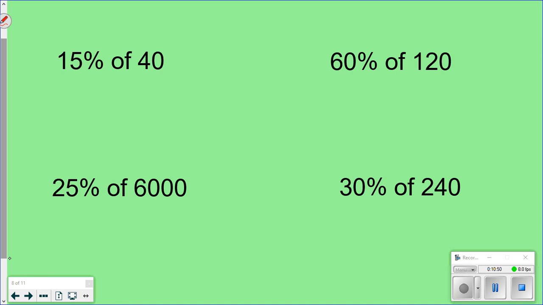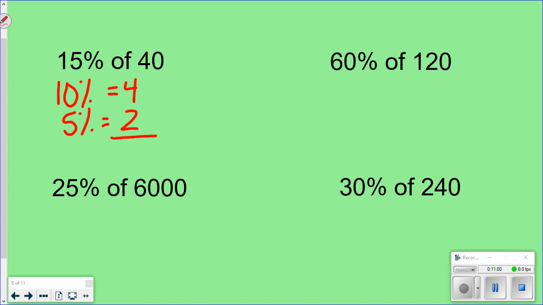Okay, so I'm going to show what I did for this one. Right off the top of my head, I found 10%, which is 4. And then I found 5%, which is just dividing by 2, which would be 2, and then adding them together, because all this together would be 15%, so 6. The cool thing about 25 is you could also divide by 4. You could easily find 25% doing that. But I'm going to break it down.